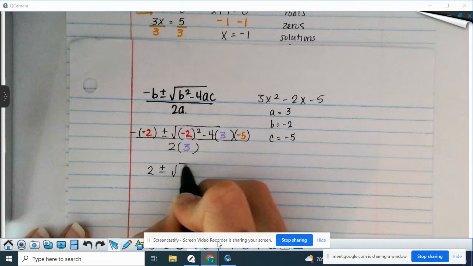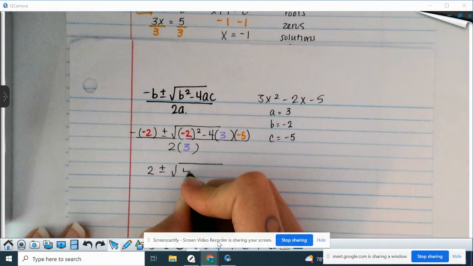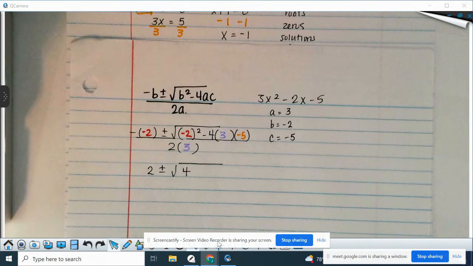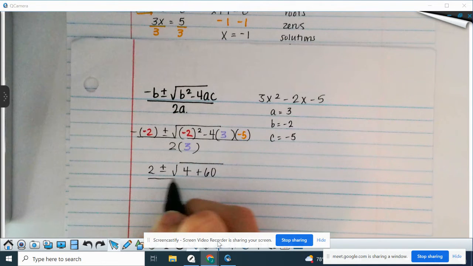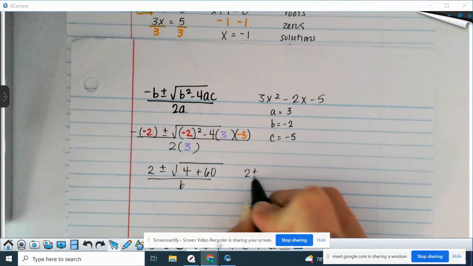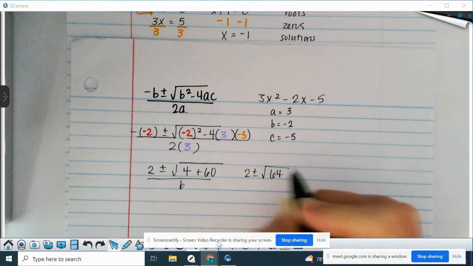So negative 2 squared is going to be 4. Negative 4 times 3 is 12 times 15, times a negative 5 should give us a positive 60, all over 6. So that's 2 plus or minus the square root of 64 all over 6.